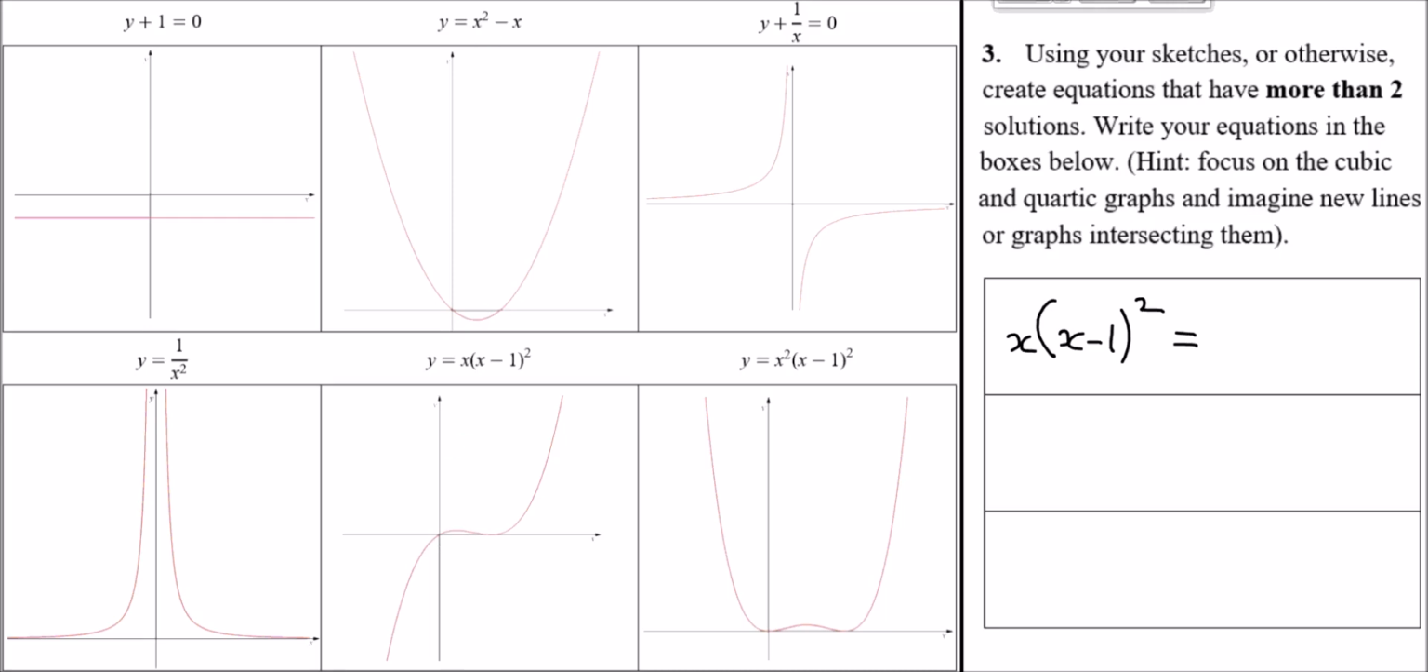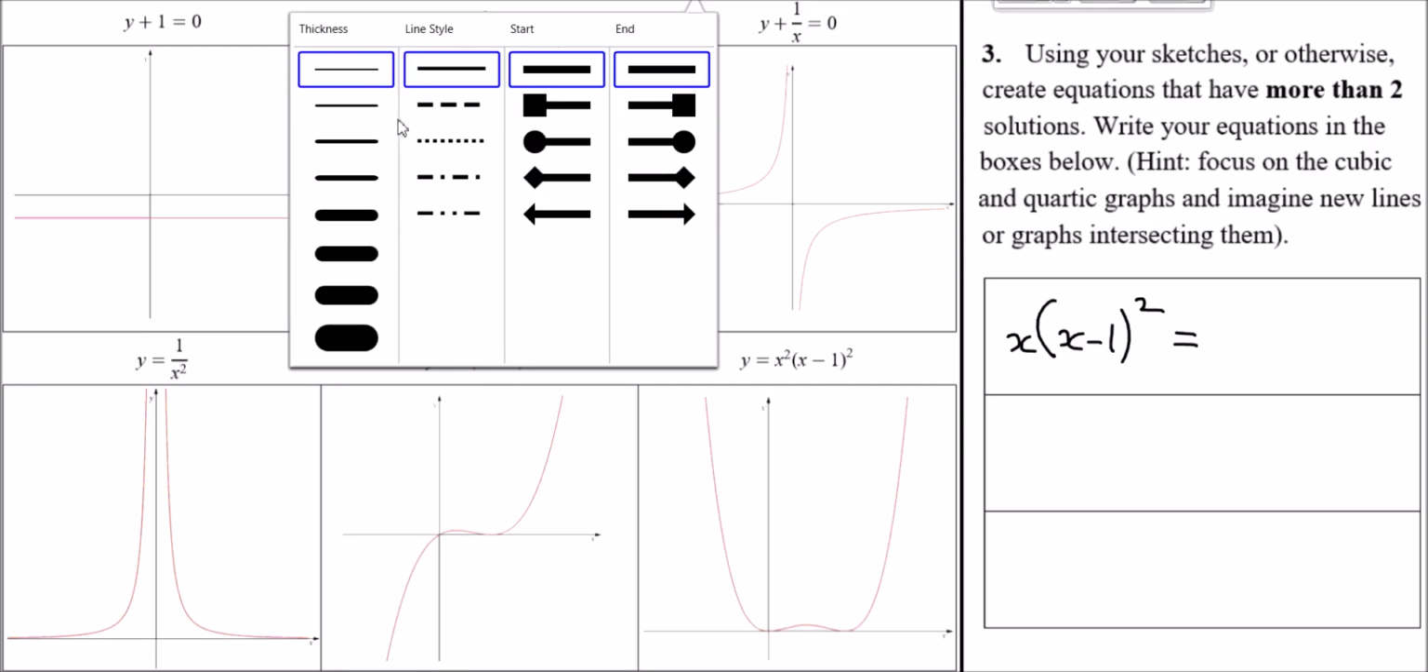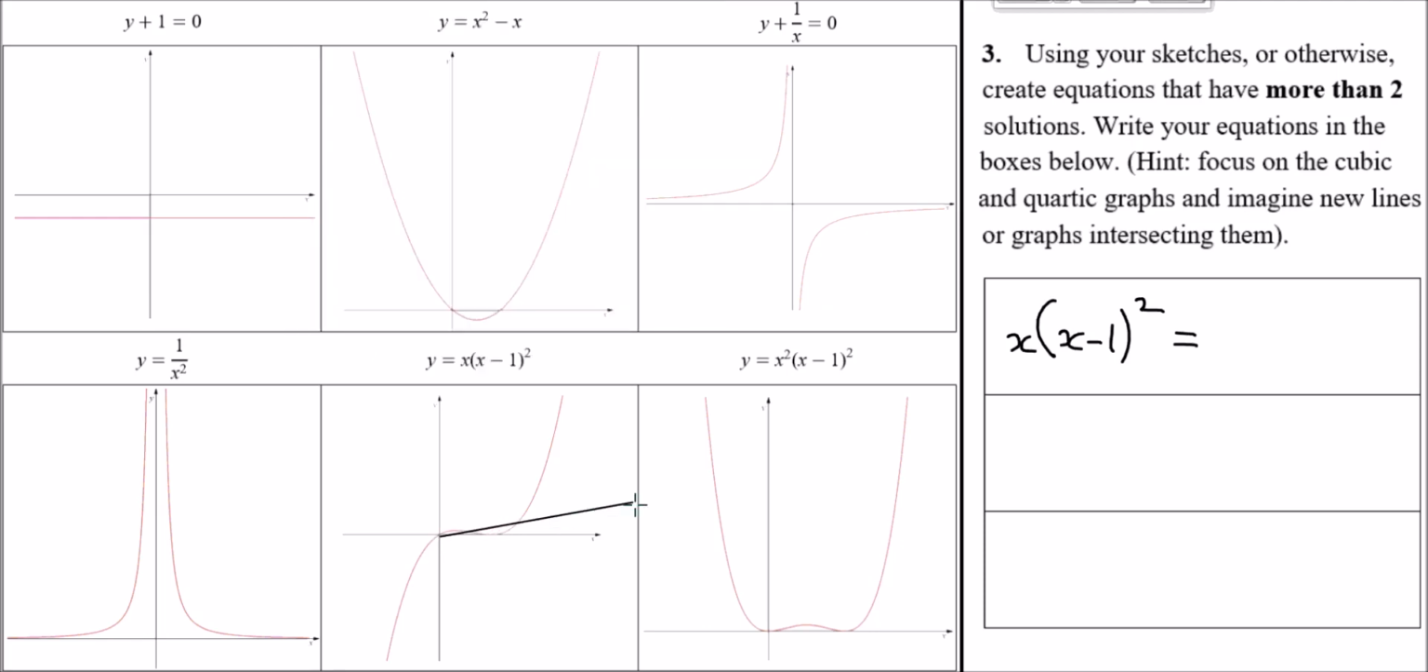So what I was thinking when I was doing this, which doesn't need to be what you have to think as well, by any means, is I just imagined a line with a very, very small gradient going through the origin, like a gradient of a tenth or something like that. A straight line with a shallow gradient would surely have to hit this line at 3 different points.